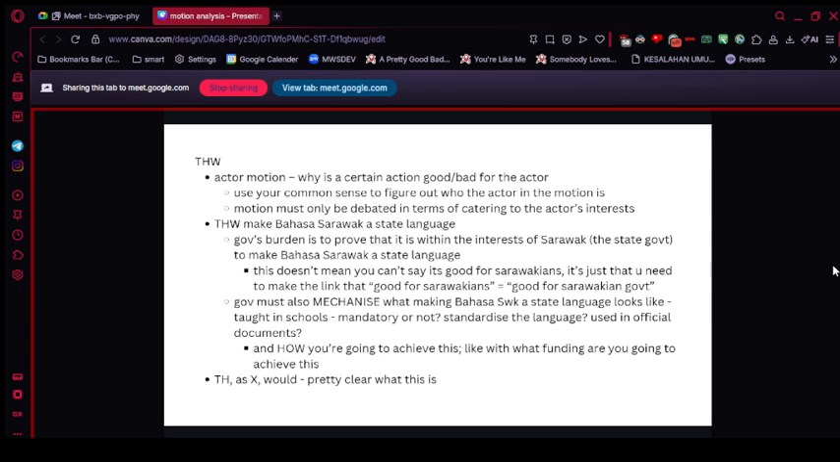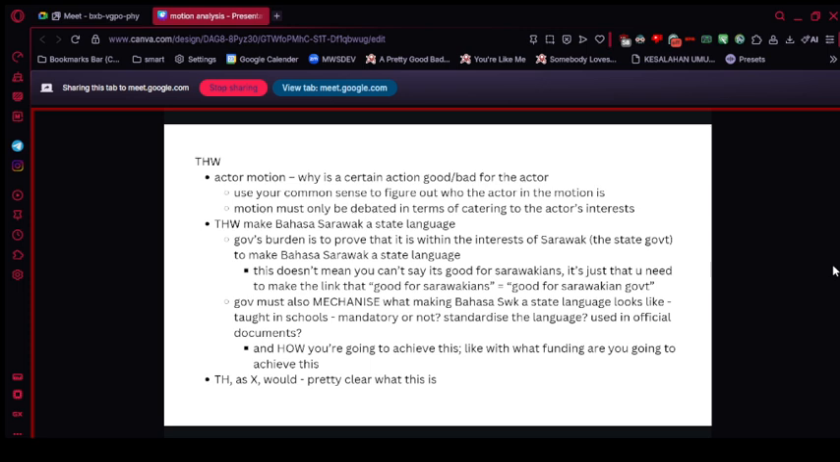It's just that you need to link that what is good for Sarawakians, aka what's good for us, for example, is going to be good for the Sarawakian government too, i.e. the actor within this motion, the person that is making Bahasa Sarawak a state language. And by doing that, it's pretty easy to say that what is good for Sarawakians is good for the Sarawakian government, right? Because the Sarawakian government is meant to represent the interests of the Sarawakian people. Boom, that's how you prove it. Very easy link there. You've already proved how you cater to the actor's interest, right?